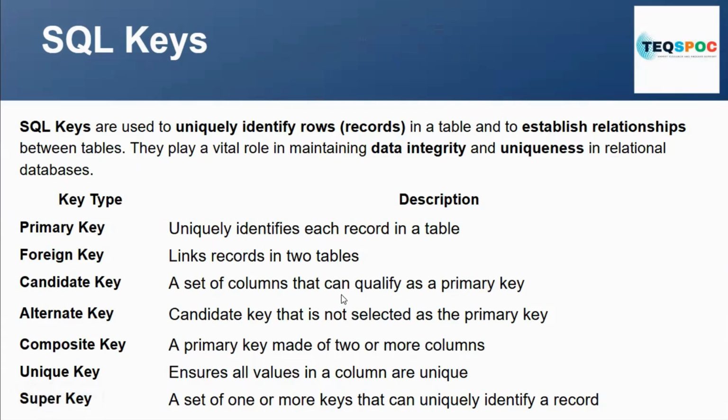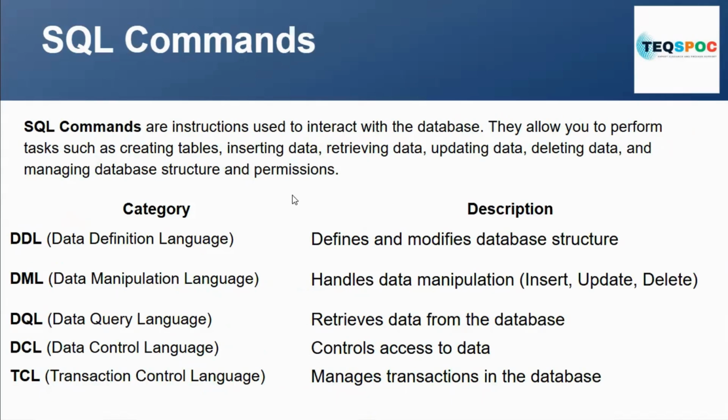A candidate key is a set of columns that can qualify as a primary key. Alternate keys are all such candidate keys which are not the primary key. A composite key is the combination of two or more columns. Okay, a unique key ensures all the values of the column are unique, and a super key is a set of one or more keys that can uniquely identify a record. Okay, the super key is the set of one or more keys that uniquely identify the record. Here, two fields in a table, that is the keys.